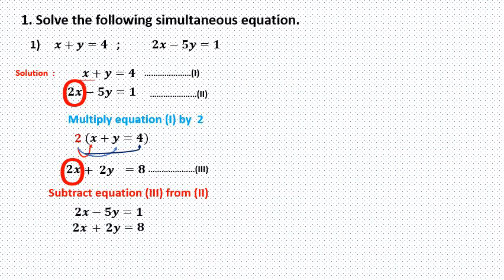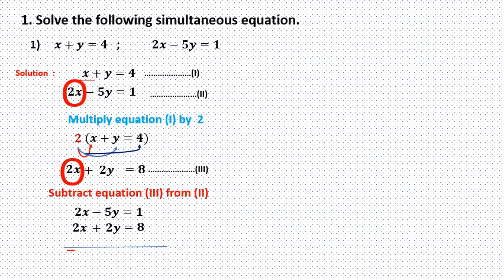So write equation number 3 and equation number 2. Now you have to do the subtraction. Now what is the rule of subtraction? In the previous question I told you that. What is the rule of subtraction? Yes, the equation which is written below, the sign of that equation will be changed.